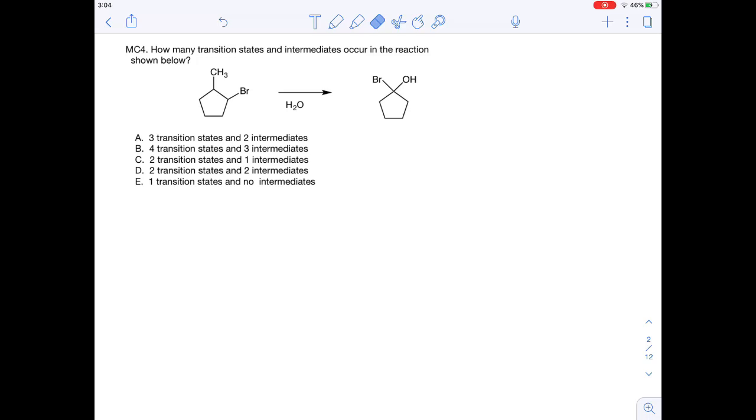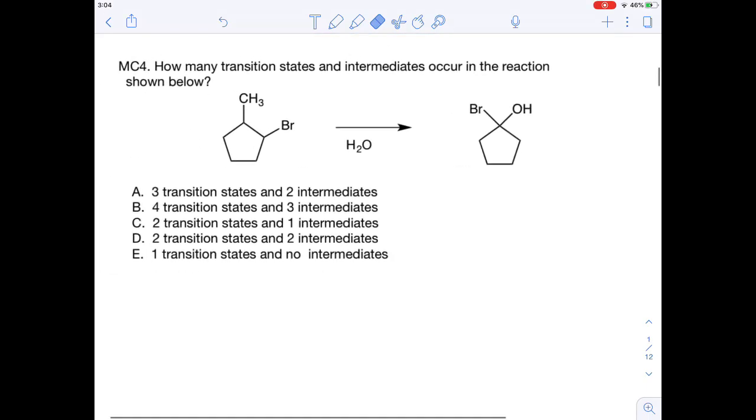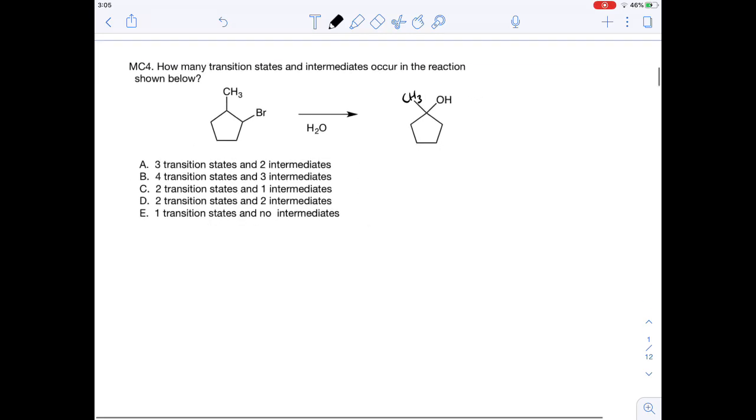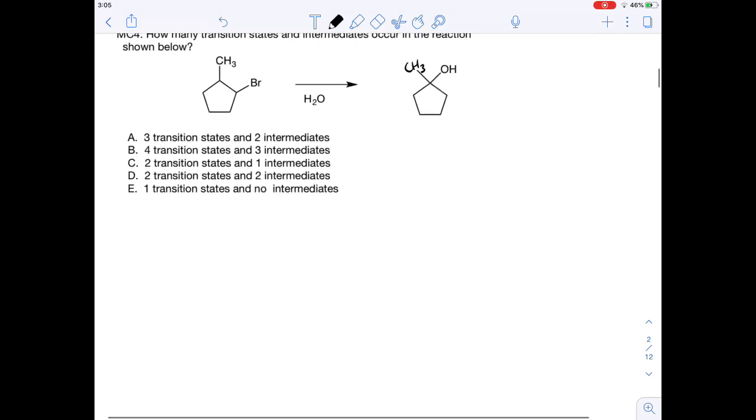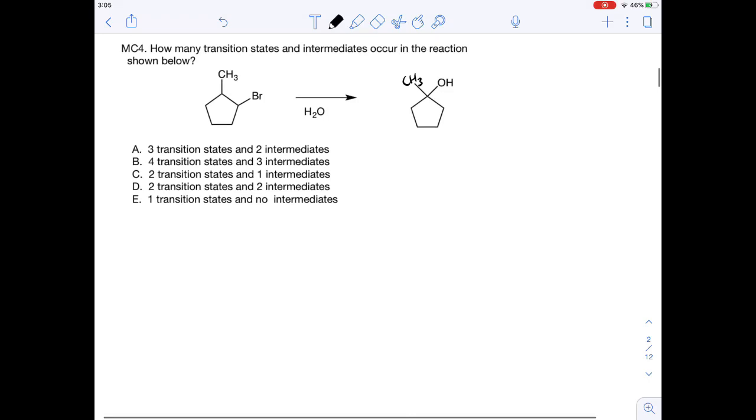Multiple choice 4 asks, how many transition states and intermediates occur in the reaction shown below? The only thing about this multiple choice question is that the professor actually made a mistake in the product, and instead of a Br, it was actually supposed to be a CH3. So if you struggled with this question, that's probably why, and it's probably going to be a lot easier now. So if you want to pause and try it, you are more than welcome to do so, but I'm just going to carry on because this is a YouTube video.